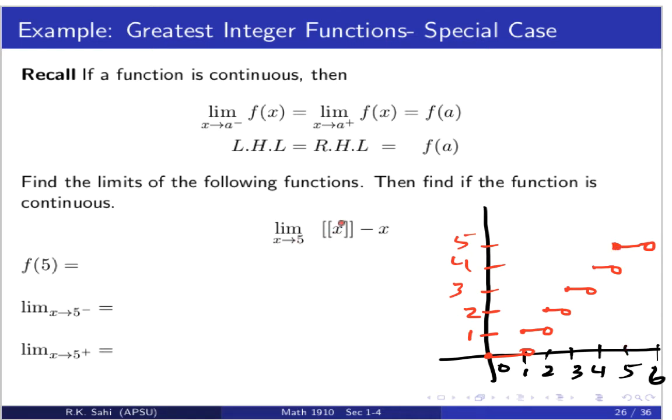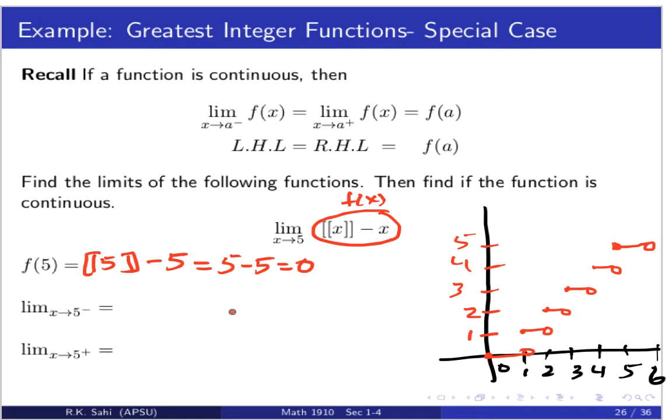Now remember, this is your function f of x. So it means the greatest integer of 5 minus 5. Sorry, not the absolute value, the greatest integer. That's the greatest integer function. Now the greatest integer for 5 is 5, so 5 minus 5 is 0. Now remember this graph, guys, this is a graph of f of x. The one which I have drawn is the greatest integer function graph.